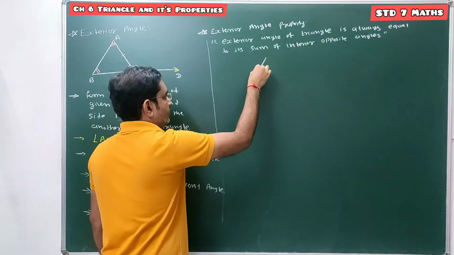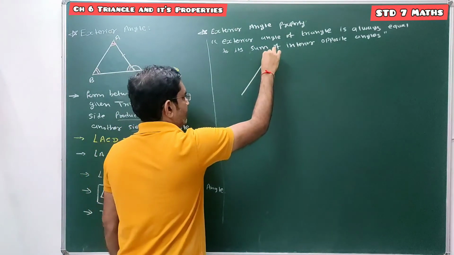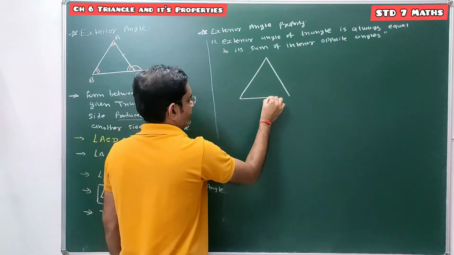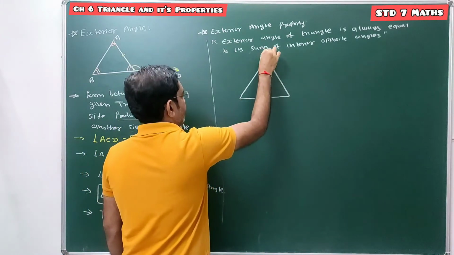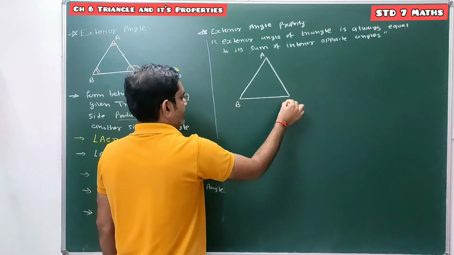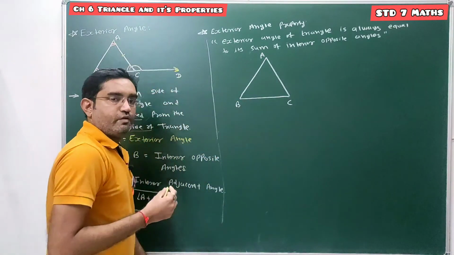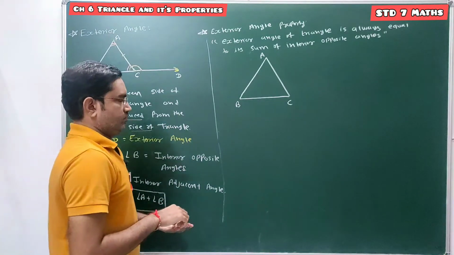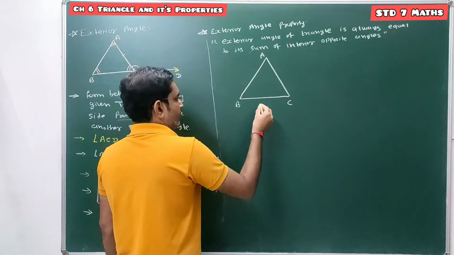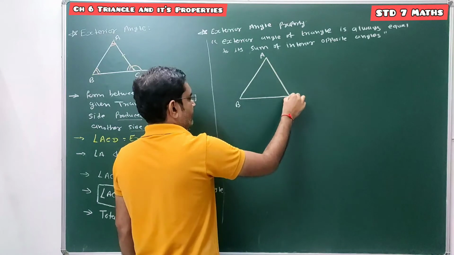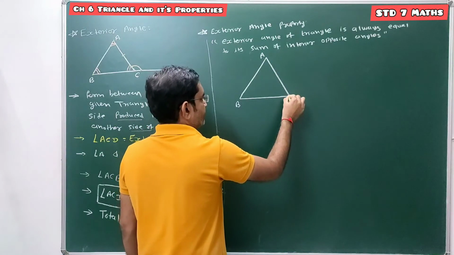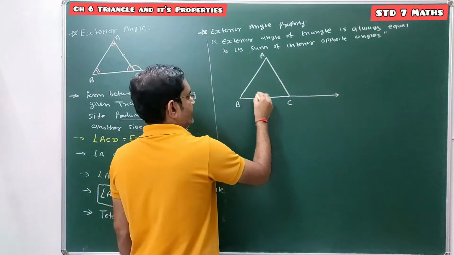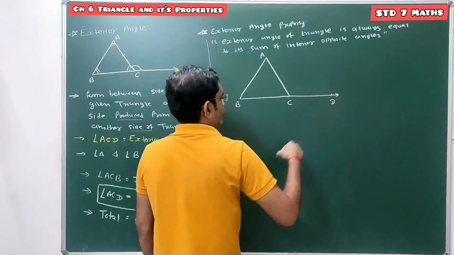So let's draw the diagram. The diagram must be neat and clean. So this is our triangle ABC. Again we have to draw the exterior angle. The exterior angle is nothing but the angle formed between one side of the triangle and another side which is produced from the sides. So here side BC is produced to get point D.